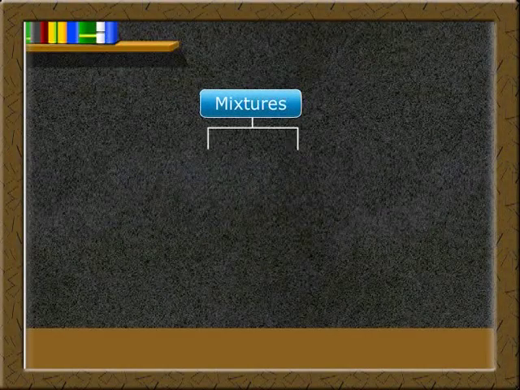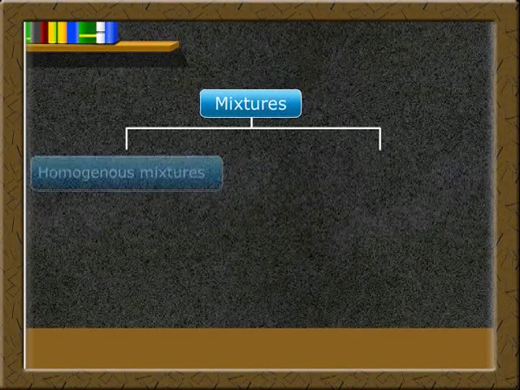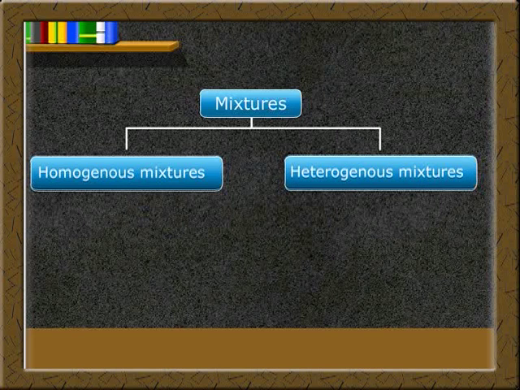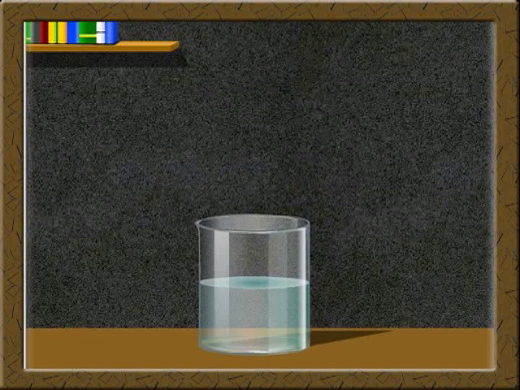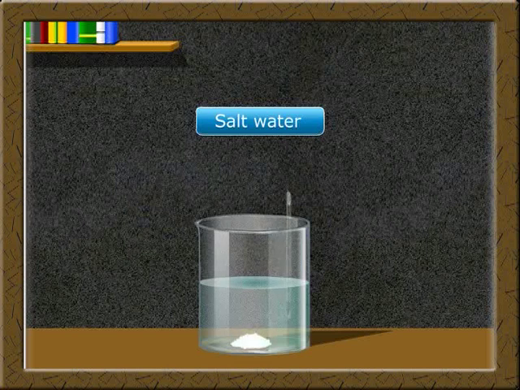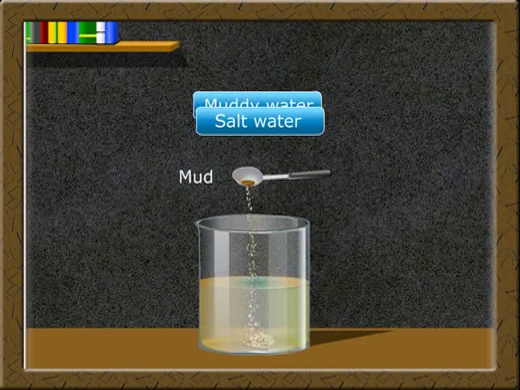Generally, mixtures are of two kinds: homogeneous mixtures and heterogeneous mixtures. An example of a homogeneous mixture is salt water. An example of a heterogeneous mixture is muddy water. The constituents in homogeneous mixtures are completely soluble. They cannot be identified. Example, salt water. The constituents in heterogeneous mixtures can be identified and can be separated. Example, muddy water.